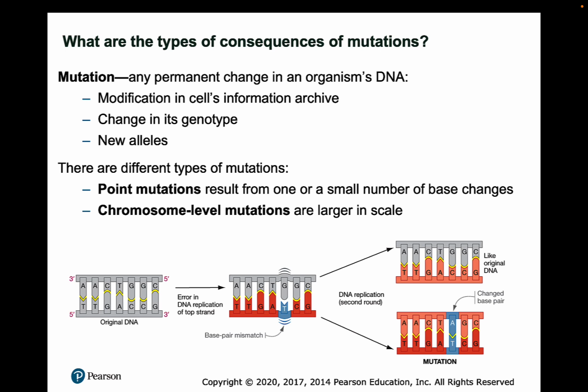So now that we've talked about the genetic code, we're going to talk about the consequences of mutations in this code. And by mutation, what I mean is any permanent change in an organism's DNA. This is going to modify the cell's information archive. It's going to change its genotype, and it's going to introduce new alleles.